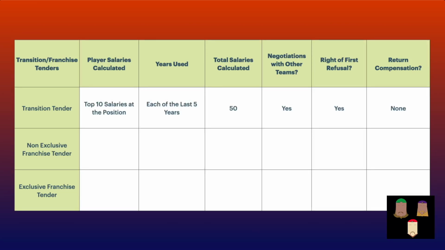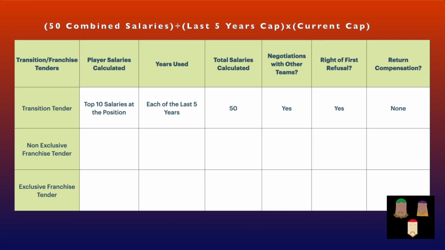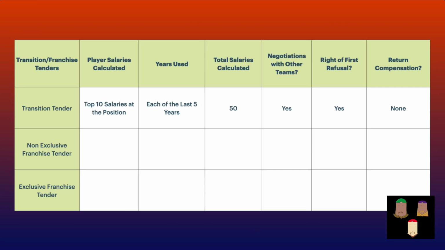The transition tag. This tag is calculated by totaling the top 10 salaries at a position for each of the last 5 years, meaning it takes into account 50 total salaries. The total of all 50 of these is then divided by the total salary cap over the last 5 years, then multiplied by the salary cap for this year. It is a bit convoluted, but ultimately the key factors are the top 10 for each of the last 5 years and this year's cap. The original team does have the option to match a contract offer from another team. However, they will not get anything in return if they decline to match.